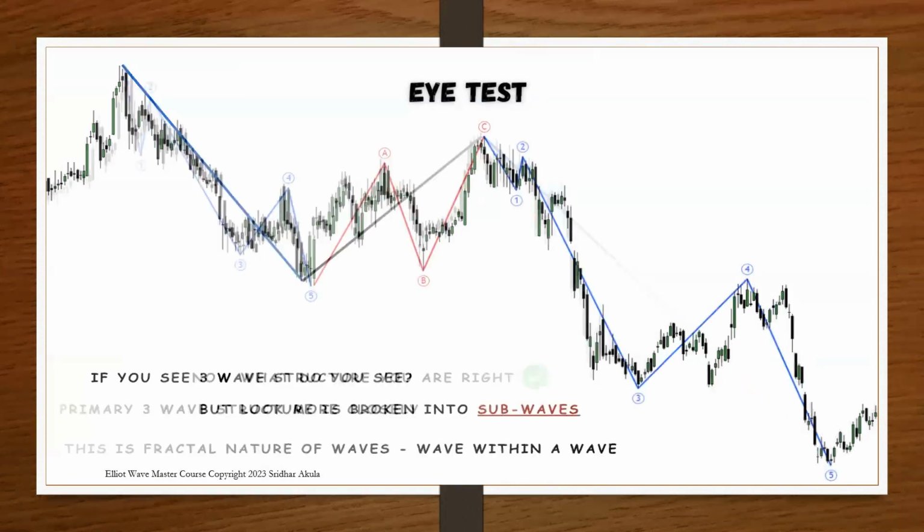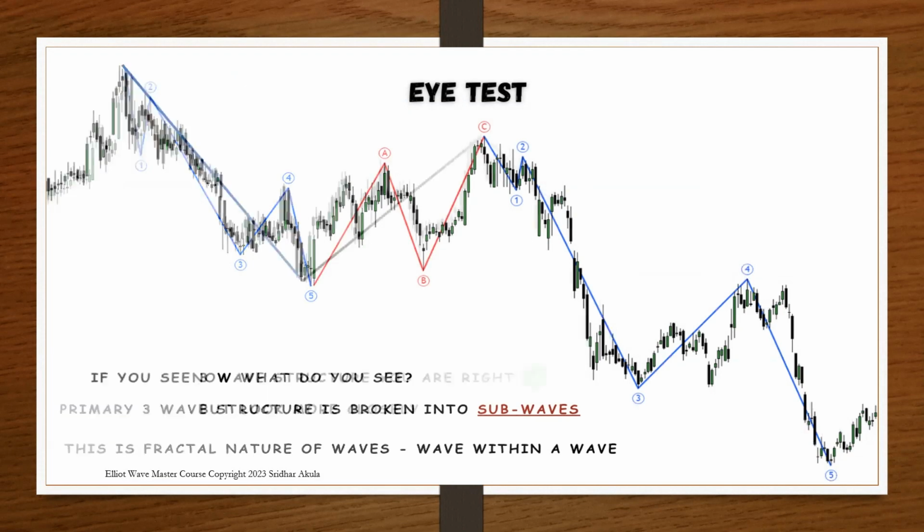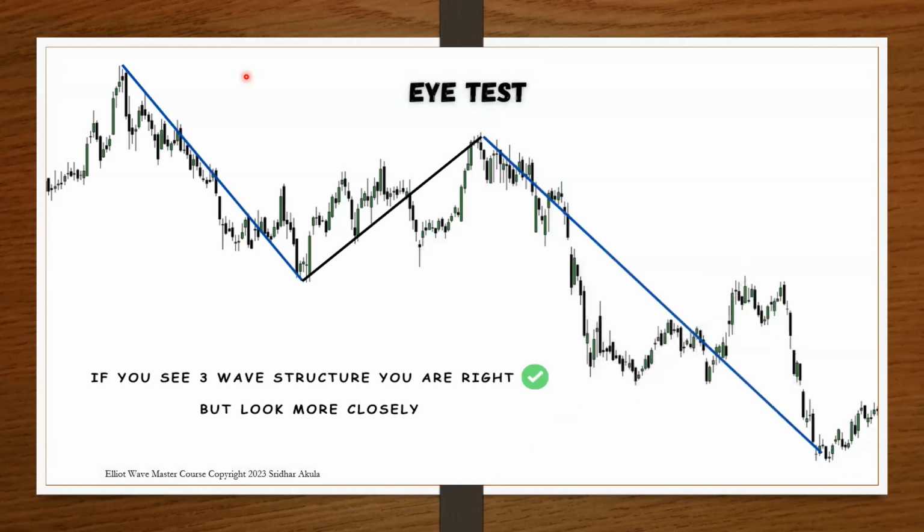You will see that this three-wave structure is divided into many different waves. When a wave is divided into another wave, it's called subwave. Wave within one wave is called subwave. Now I'll go back to the previous chart. You can see this is just a three-wave structure, but if you look more closely, this three-wave structure itself is divided into many parts.